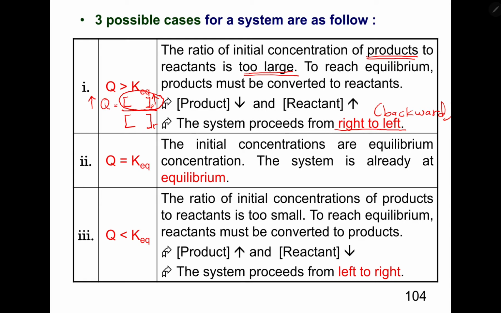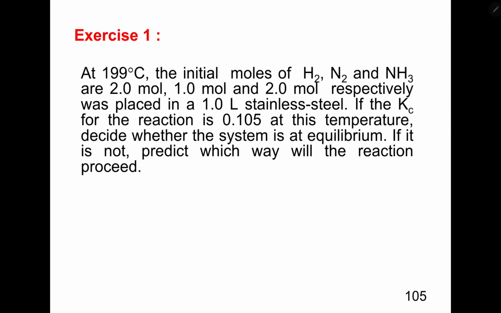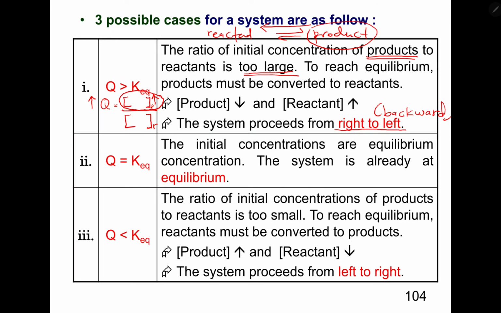So with more product, in order to reach the equilibrium, we need to use the product, and the equilibrium will shift backward. The equilibrium system will shift backward in order to use the product and form the reactant, to reach the equilibrium. If the Q is equal to Kc, that means the system is already at equilibrium.